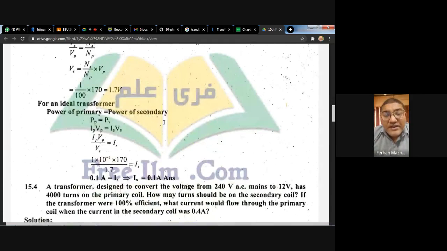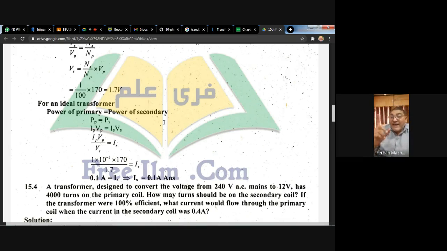So the power of the primary is equal to the power of the secondary. So IP VP is equal to IS VS. If you want to find the value of IS, the current in the secondary, take the VS to the other side, it will divide there. And then put the values. On your calculator, you will enter 1 expo minus 3 multiply 170 divided by 1.7. So the answer will come out to be 0.1 ampere. So the current in the secondary is 0.1 ampere.